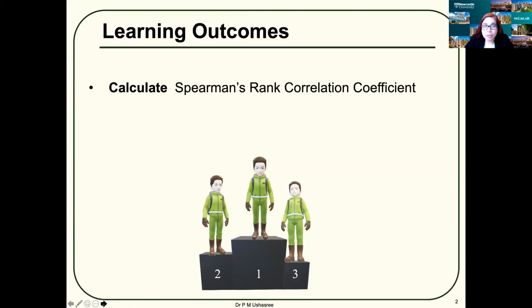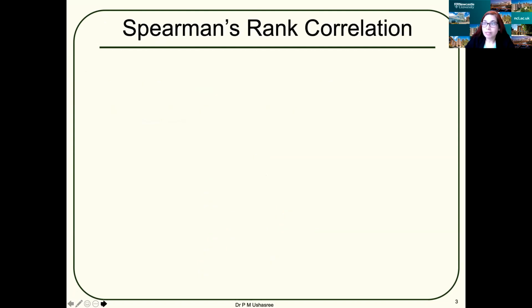So in this part, you're going to see how to calculate Spearman's rank correlation coefficient, and you will see how to interpret the calculated value of R. In part 1, you have seen how to calculate the product moment correlation coefficient. So this is a different type of correlation coefficient. And when do we use it?